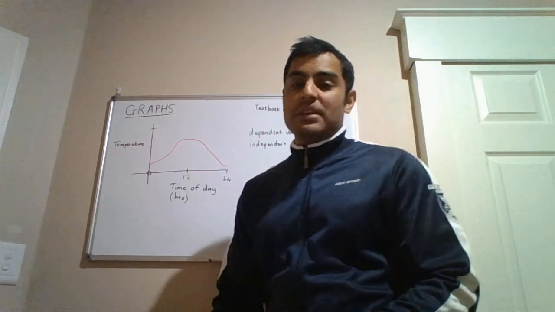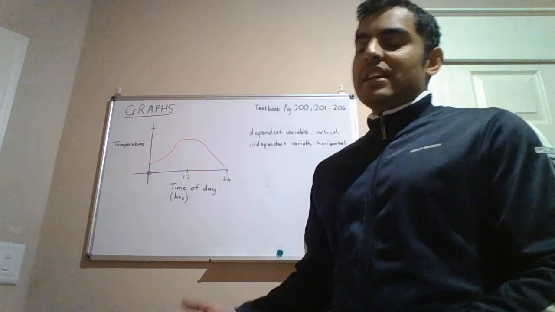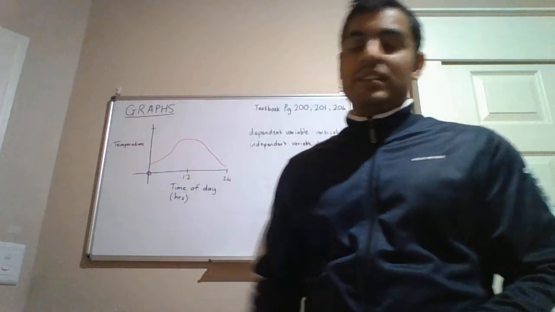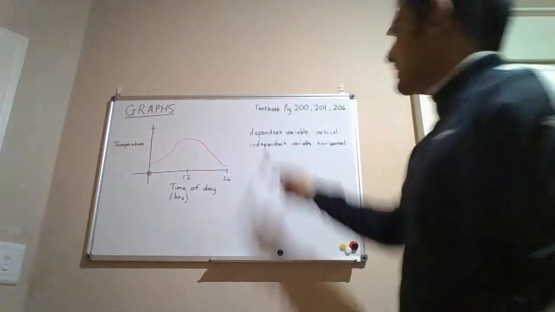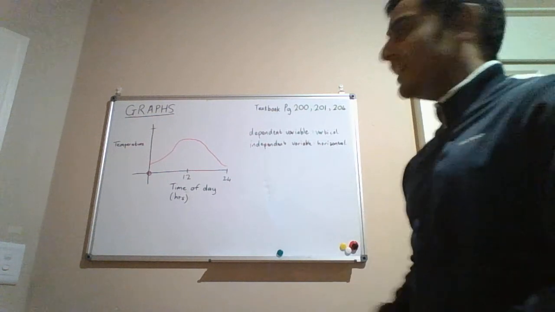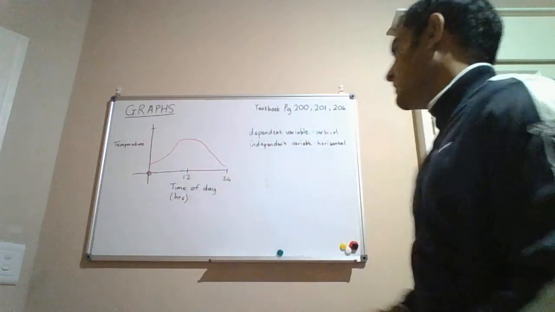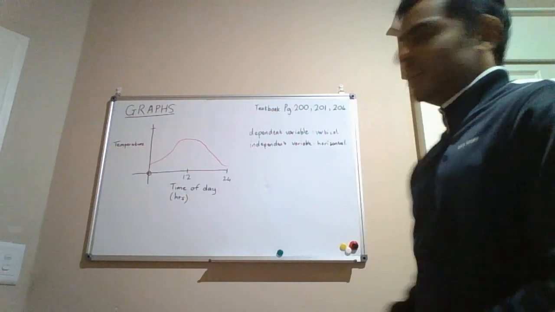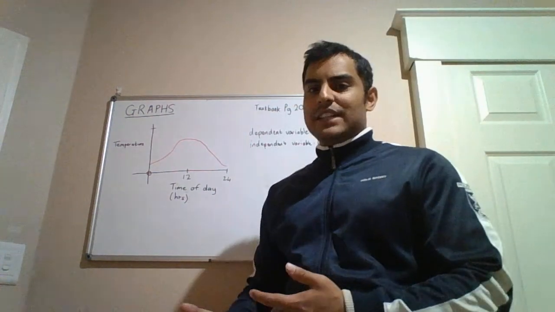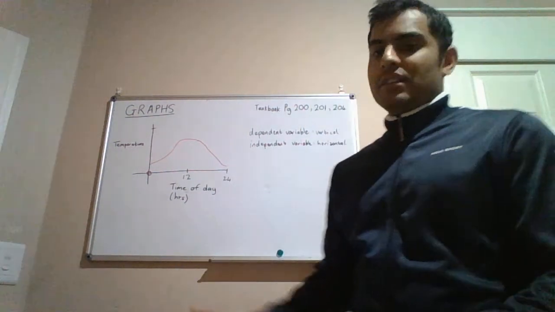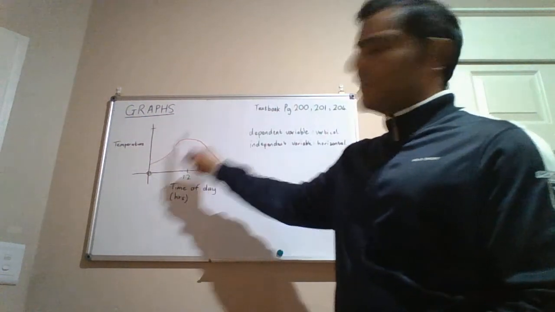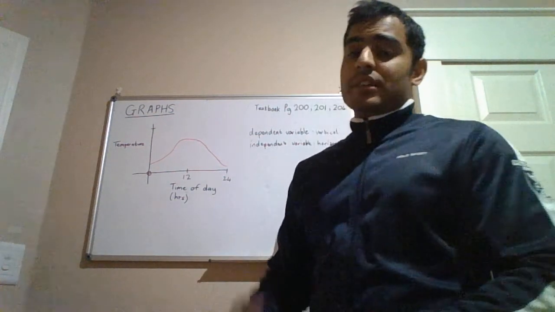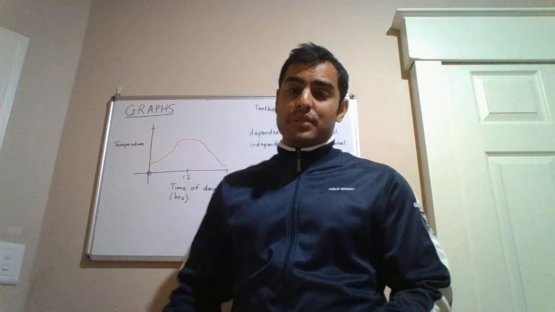Another thing we need to talk about are the independent and dependent variables. So these will be under the keywords in your textbook. The dependent variable always relates to the vertical axis. The independent variable always relates to the horizontal axis. So if you're struggling to understand the relationship between the two, you can think about it like this. Basically, the temperature depends on the time of day. So this will become more clear as we look at more examples.